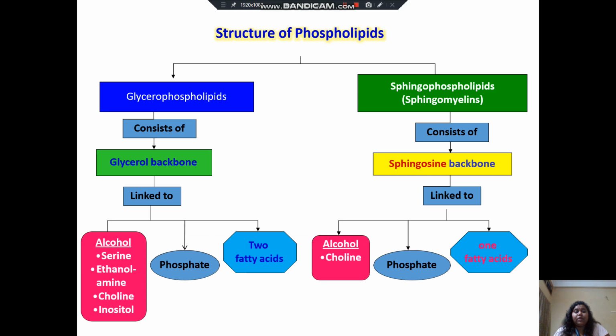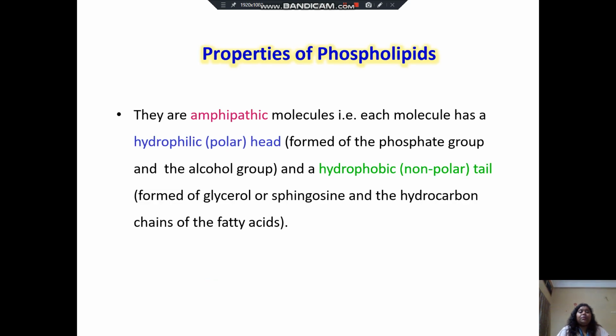So this is the structure of phospholipids. Now the properties of phospholipids. They are amphipathic molecules, that is, each molecule has a hydrophilic, that is polar head formed of the phosphate group and the alcohol group, and a hydrophobic, that is non-polar tail formed of glycerol or sphingosine and the hydrocarbon chain of the fatty acids.